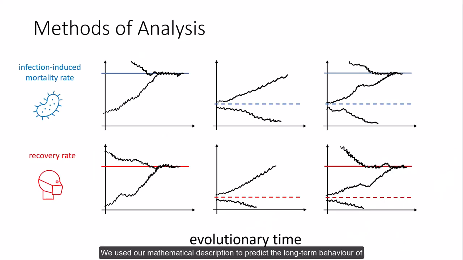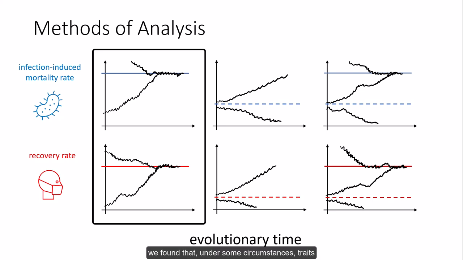We used our mathematical description to predict the long-term behavior of coevolutionary trajectories over evolutionary time. On this slide, I've represented these trajectories as squiggly black lines. We found that, under some circumstances, traits, or rather the level at which traits were expressed, acted as attractors to draw trajectories ever closer to evolutionary equilibrium, represented here as a solid and colored horizontal line.